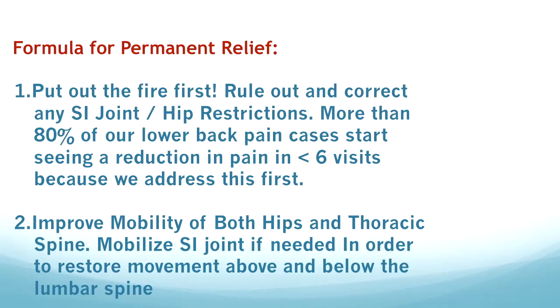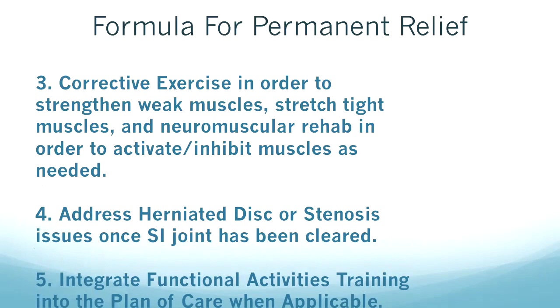Then we continue to improve the mobility of the hips and of your thoracic spine, so the spine right above the lumbar area, your mid-back area. We continue to mobilize that SI joint if we need to, to restore the normal movement there and get that lumbar spine in the right position. Then we start doing corrective exercises in order to get some muscles to shut off that were in a spasm and get the opposite muscles to start to contract properly again.